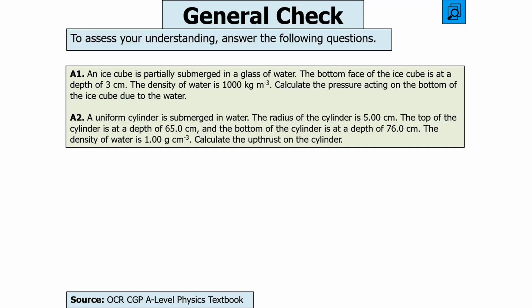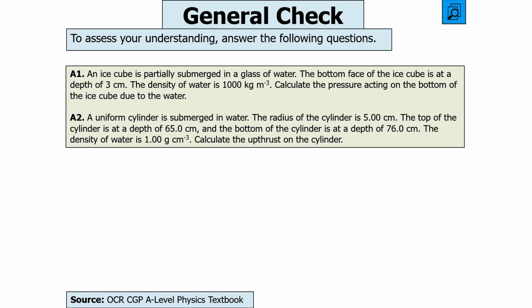The next question says an ice cube is partially submerged in a glass of water. The bottom face of the ice cube is at a depth of 3 centimeters. The density of water is 1000 kilograms per meter cubed. Calculate the pressure acting on the bottom of the ice cube due to the water.